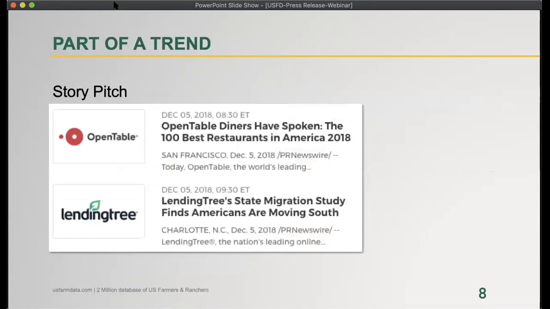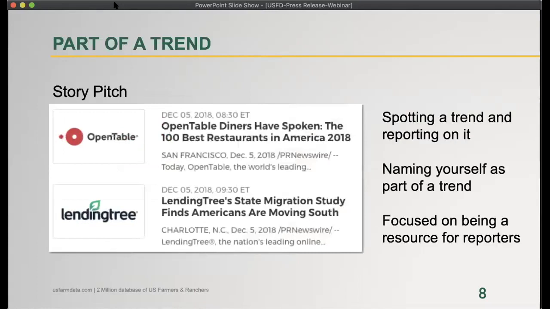Compare that to something that's a little bit more of a story pitch. So this is you placing your company inside of something bigger, something like a trend. You're noting it, and the goal here is that we're trying to get earned media mentions, like the story 100 Best Restaurants, right? Or Americans are moving south. OpenTable and LendingTree are trying to be part of that conversation and trying to get freelancers and journalists to maybe write about that. So it's not totally focused on you, but it's you in the media, like you're just serving as an in-between, and hopefully they're going to contact you and make you a bigger feature of that story.